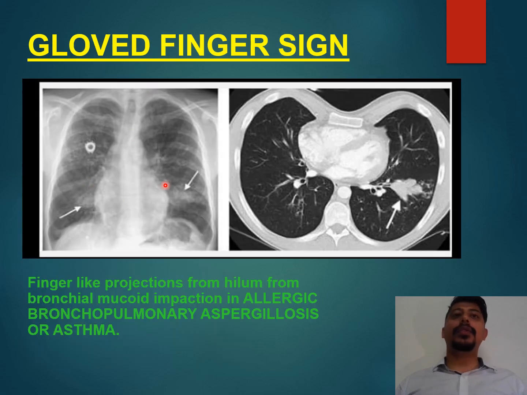Gloved finger sign. So we can appreciate finger-like projections from the hilum, from bronchial mucoid impaction in allergic bronchopulmonary aspergillosis. Can also be seen in asthma. So it is giving the appearance of a finger in glove because of the mucoid impaction in ABPA.